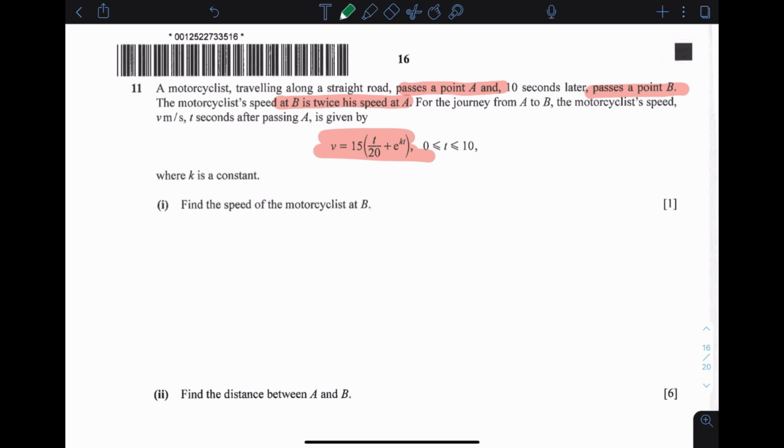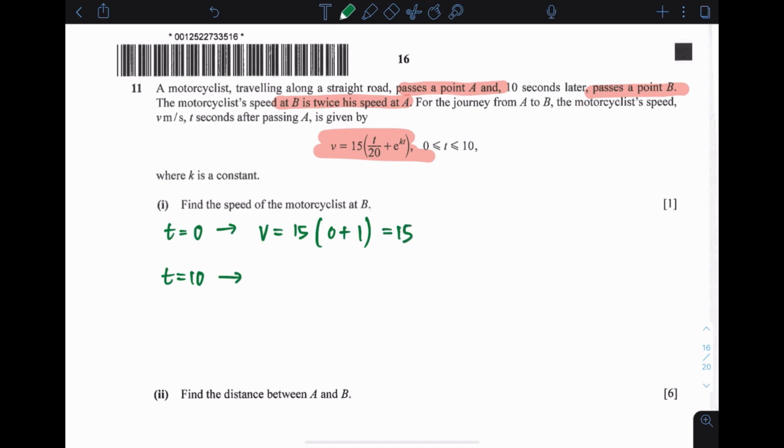This is the moment when the time is 10 seconds. But before that, let's find out what happens when the time is 0 and when the time is 10. When the time is 0, you get V equals 15 multiplied by 0 plus e to the power of 0, which is 1. That will give us 15.